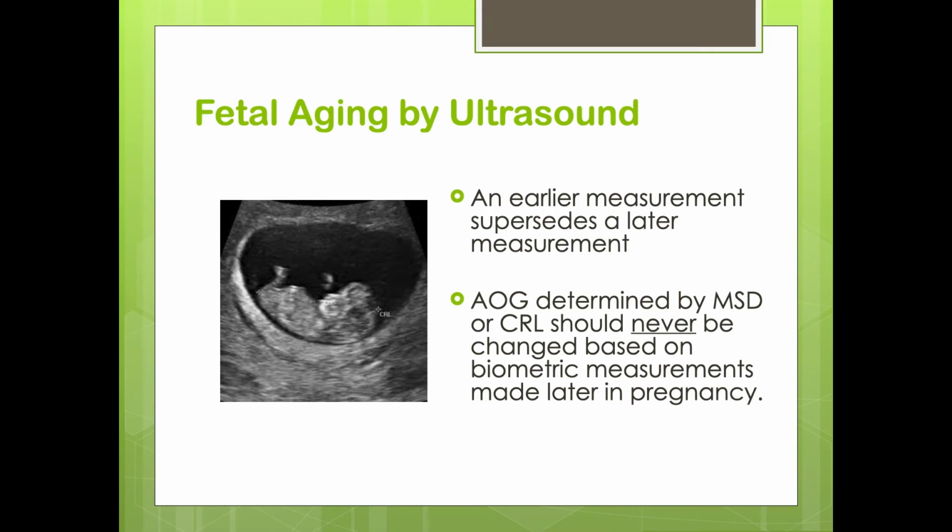Once the age of gestation has been established using the crown rump length in the first trimester, then the age of gestation should never be changed. Meaning, if there is a discrepancy between the established age of gestation of the patient and the result of an ultrasound done later, then fetal growth problem should be considered, which could either be a fetal growth restriction or a large for gestational age.